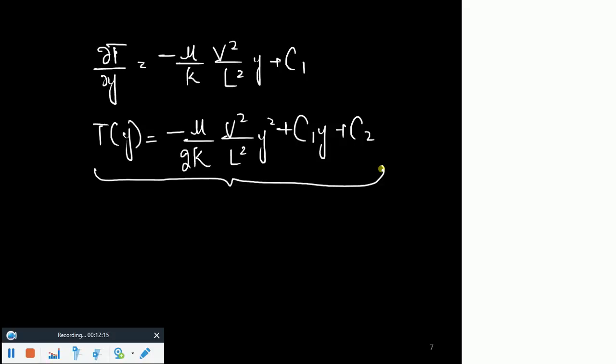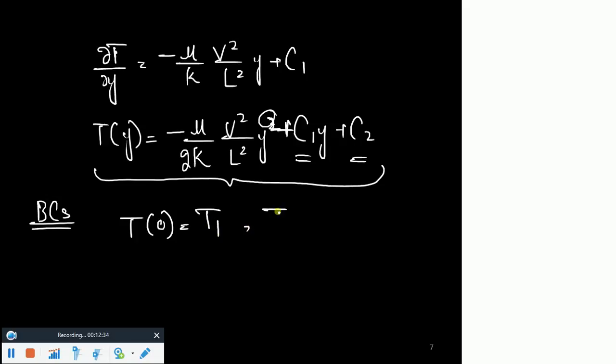So velocity profile was linear, but temperature profile is quadratic. Now we need to find out C1 and C2. We have already assumed, let's talk about those boundary conditions. Temperature at y equals 0 is T1. Temperature at y equal to L is, let's say, T2, right? So just plug in the values into those equations and give me the value of C1 and C2. Come on, what is C1 and what is C2?